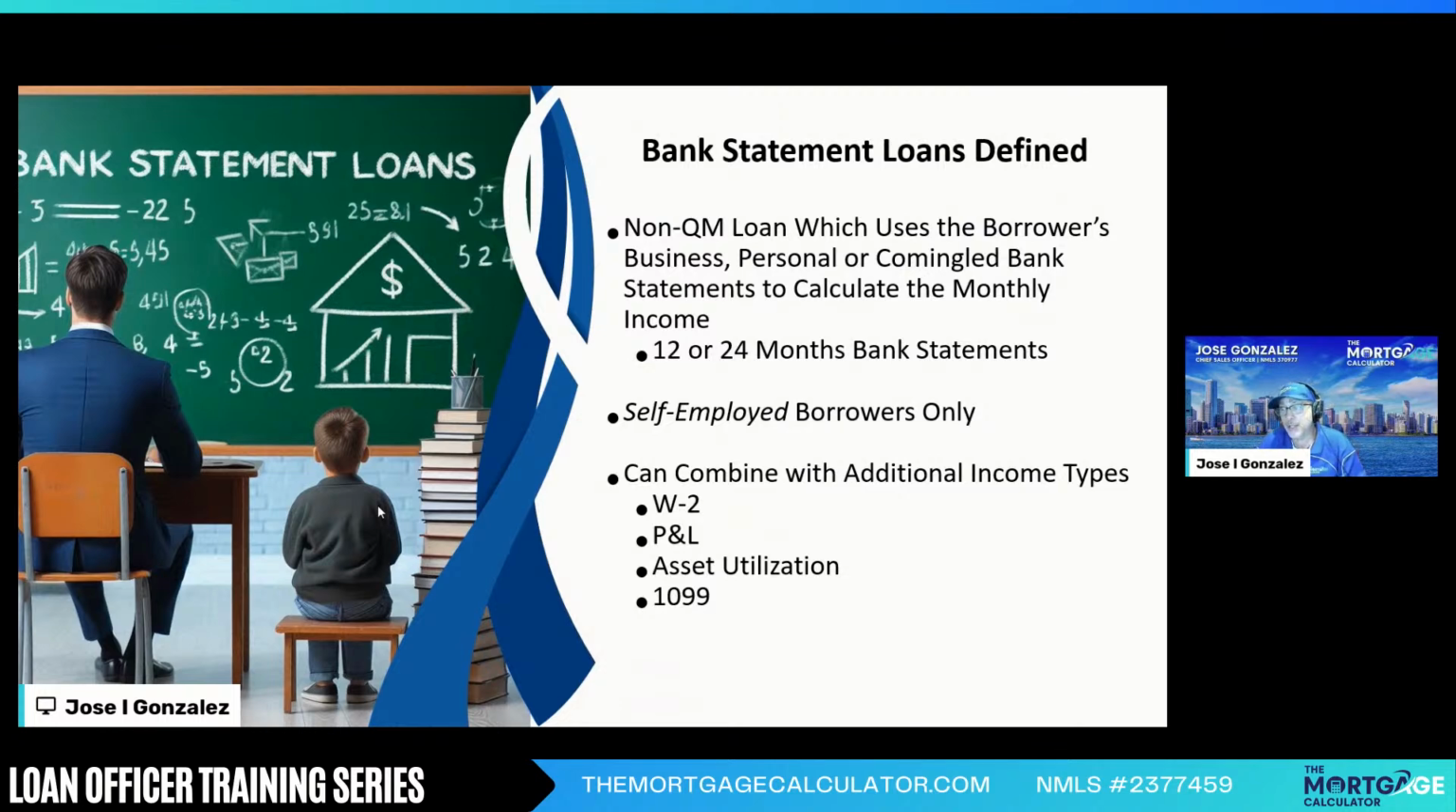And the cool thing about these loans is that we have options where you can actually combine bank statement income with additional income types like W-2, P&L, SE utilization, and 1099 within the same loan with multiple borrowers, or within the same loan with the same borrower with 4 or 5 different income streams, assuming they have all those different, separate businesses, and assuming that they're also employed as a W-2 employee of a business other than their own.